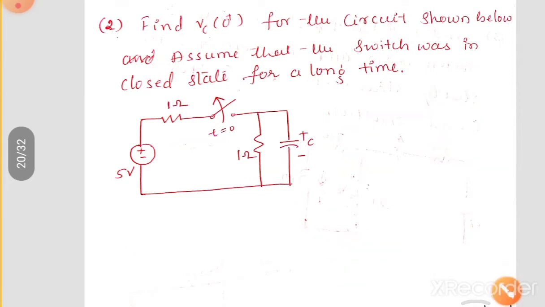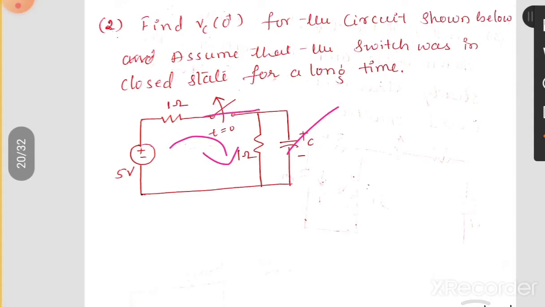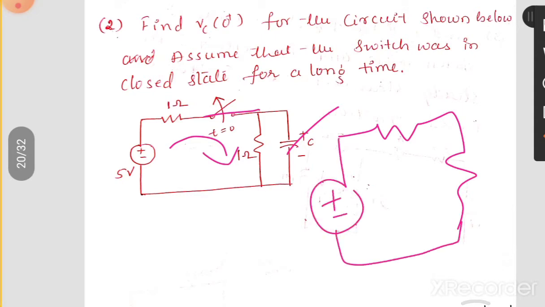How can we do it? By applying KVL for this, or you can apply Ohm's law, because this is open and this is closed. It is a very simple network, right? It consists of only these three terms: one is the voltage, and two resistances are in series.